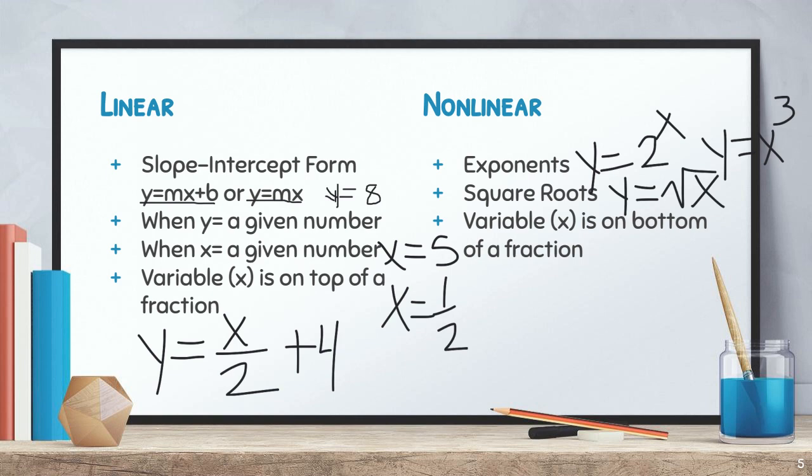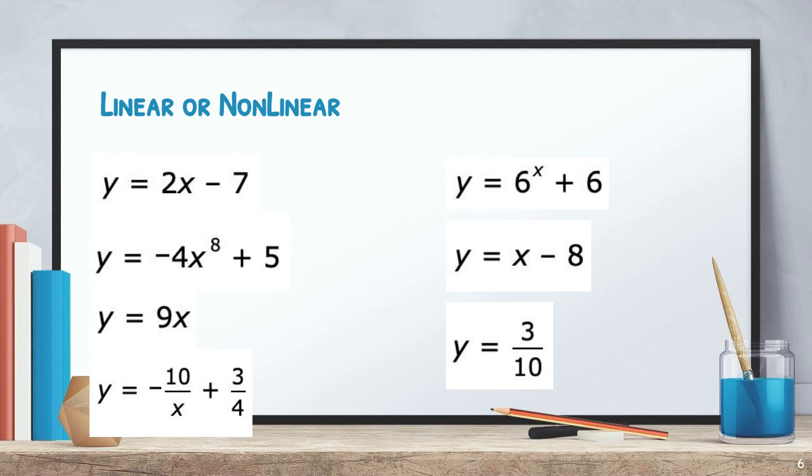And then lastly, if x is on top, it is linear. If x is on the bottom of a fraction, it's going to be nonlinear. So if you have y equals 2 over x, that's nonlinear. And again, it doesn't matter if you have plus another number, it is still nonlinear if the variable is on the bottom of the fraction. So now let's look at some examples.